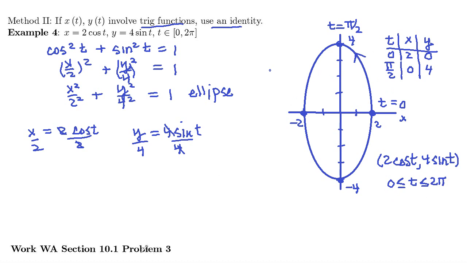So try problem 3 for WebAssign. That should be one where you have to use a trig identity to eliminate the parameter, and usually it's this identity.